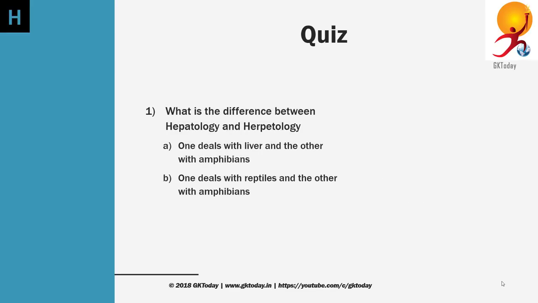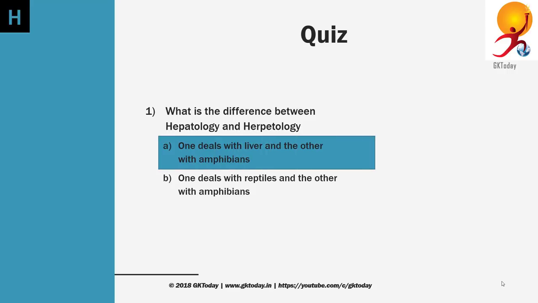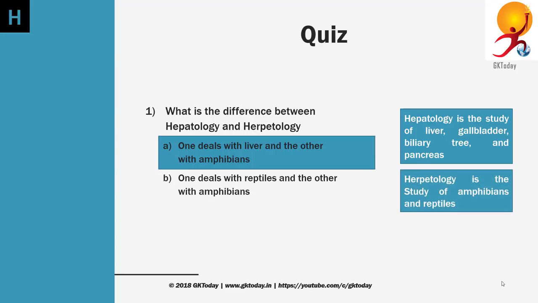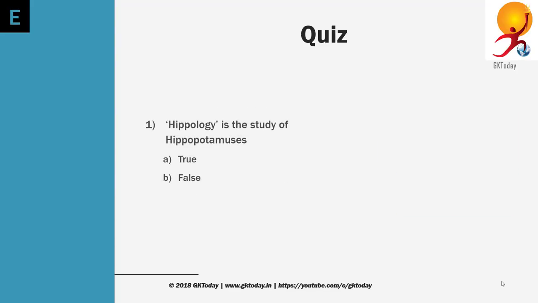So what is the difference between hepatology and herpetology? One deals with liver and the other with amphibians, or one deals with reptiles and the other with amphibians? The answer is, hepatology deals with liver, gallbladder, etc., whereas herpetology deals with amphibians and reptiles. Hippology is the study of hippopotamuses. Is it true or false? Of course, it's false, because hippos in Greek means horses.